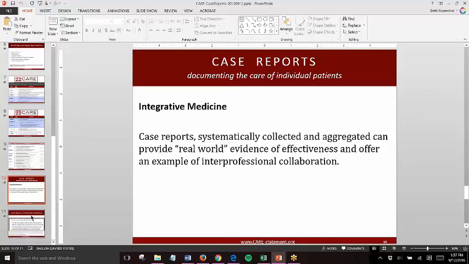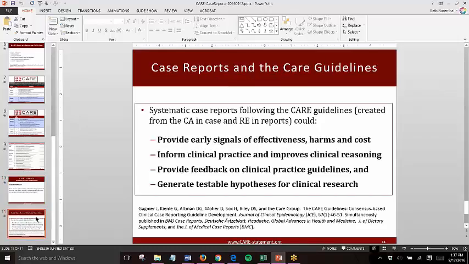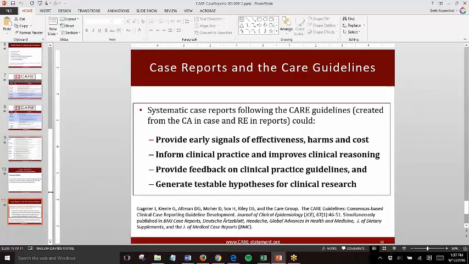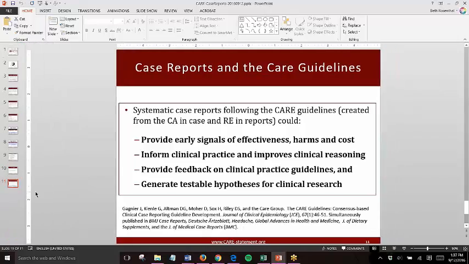So in summary, one more slide. I want to talk about what I think case reports can offer. They can provide early signals of effectiveness, harms, and costs. They can inform clinical practice and improve clinical reasoning. I've seen this happen time and time again when I've written case reports with groups, particularly students.